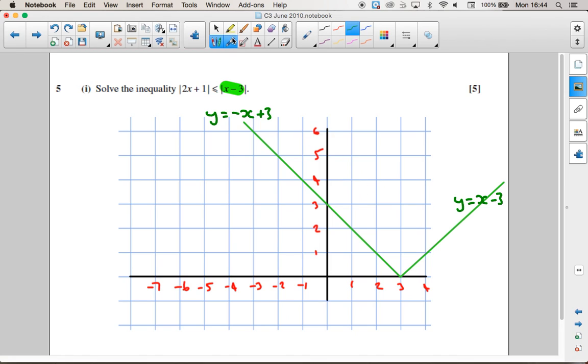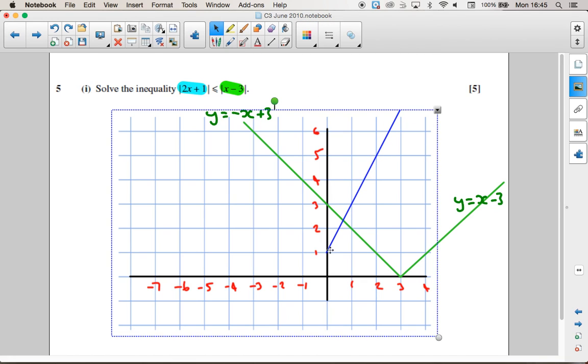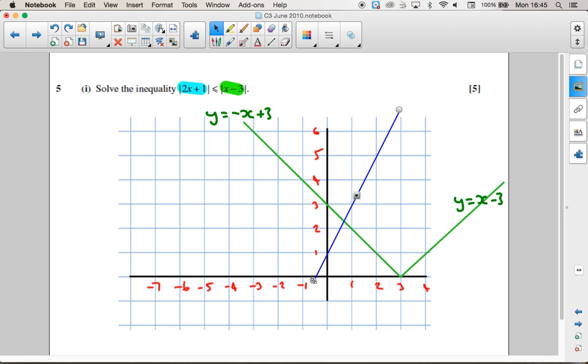So my next job is to draw the 2x plus 1 line. And 2x plus 1, again, has a gradient of 2, crosses the y-axis at 1. So it's going to look something like this. It's going to carry on going down, but when it gets to the x-axis, which is happening at -1/2, it's going to go back up again.